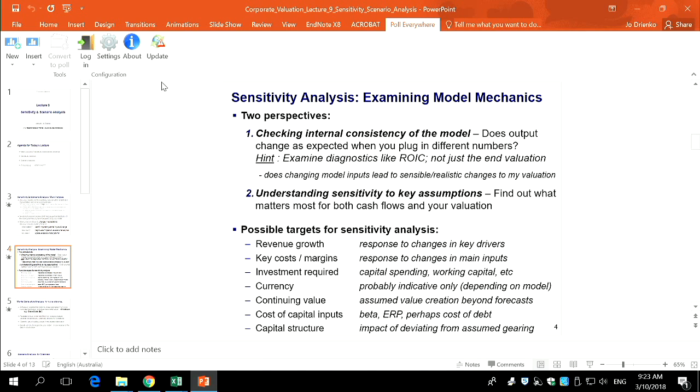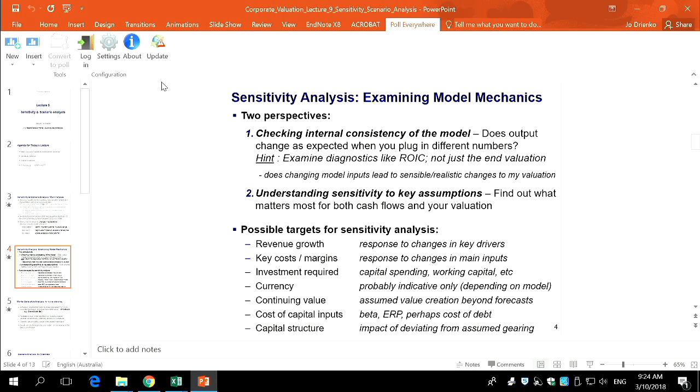First purpose is, does your model work? Is your model consistent? And by that I mean, what should happen to your value and your ROIC per share if growth goes up? Value per share should go up, ROIC should go up, right? What happens when your WACC, your weighted average cost of capital, increases? Your value per share should go down, right? Your ROIC shouldn't change, right?